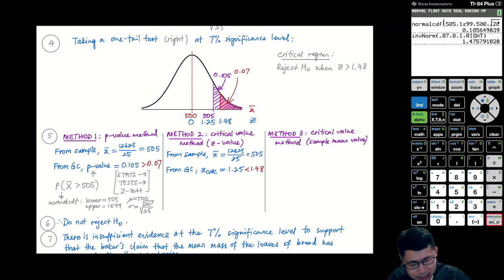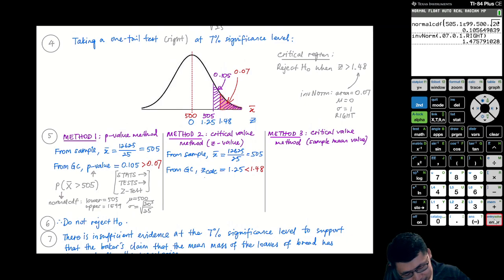Now once again, how do I get this number over here? This one I use inverse normal. Now the area is 7%. The mean is 0 because it's a standard normal. The sigma is 1, and we are looking at the right tail. Then, because this one is actually from the z test, how did they get this 1.25? This 1.25 is actually a calculated value.